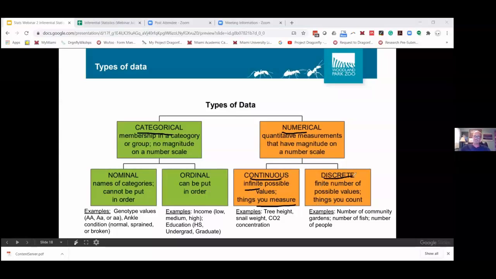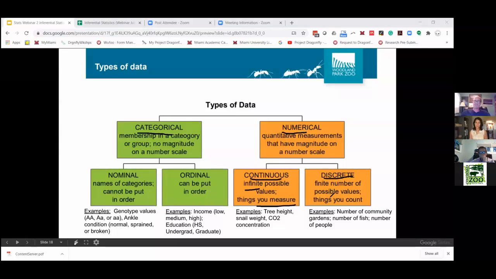Or you can have discrete numerical data, which means that it's things you count. So like the number of community gardens, it's either 1, 2, or however many, 28, but it's not going to be 28.5. It's a discrete number because it's a count. Same with number of fish, number of people. These are discrete numerical values.